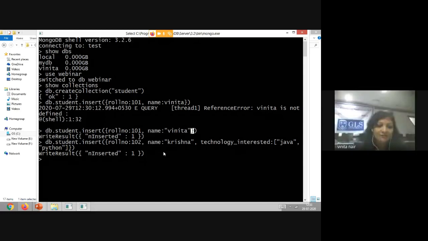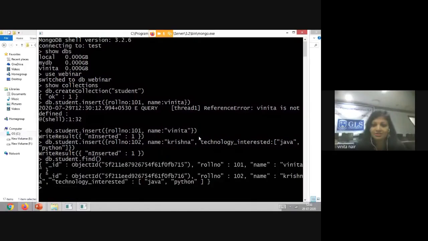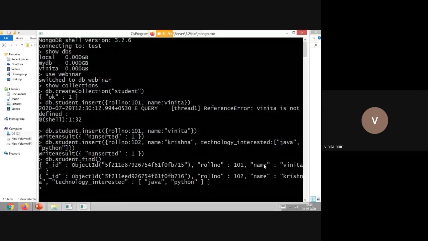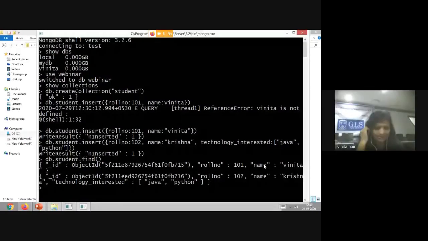फाइन. So what you write in your RDBMS is select star from table. Now here also, if I want to view from my document, I don't have a select star from table, but I have a different syntax, that is db.student.find. Okay, it is working same as select star from table. It will give you all the rows and all the columns from your particular collection. Okay, fine. You can see that the roll number is there, the name is there, the technology interested is also there.